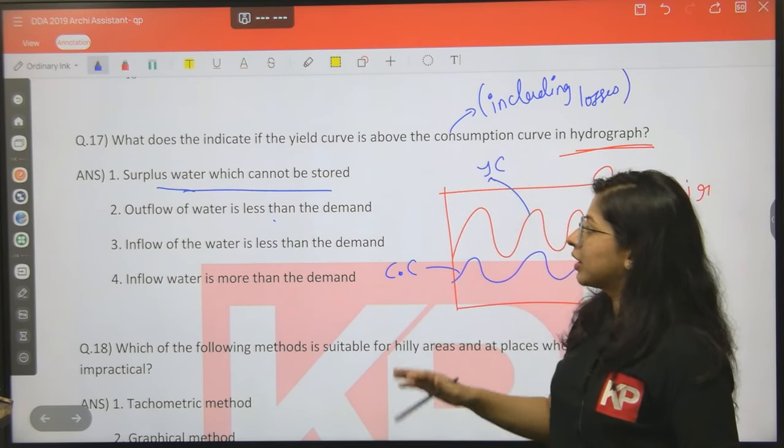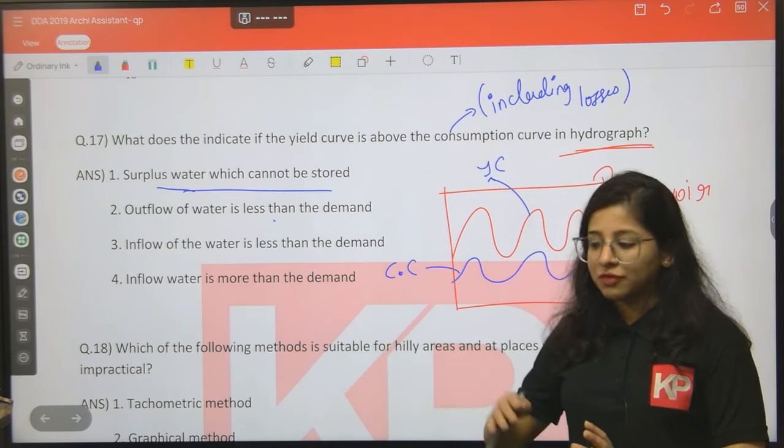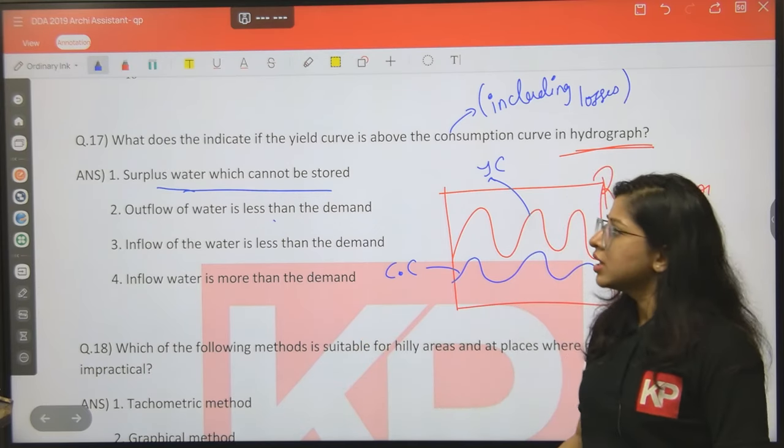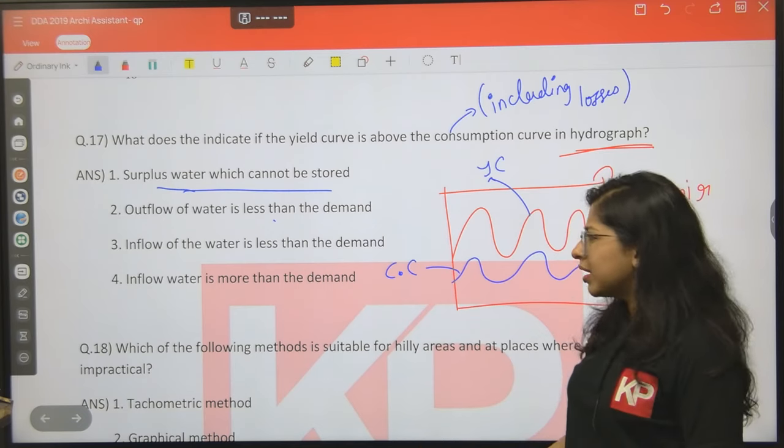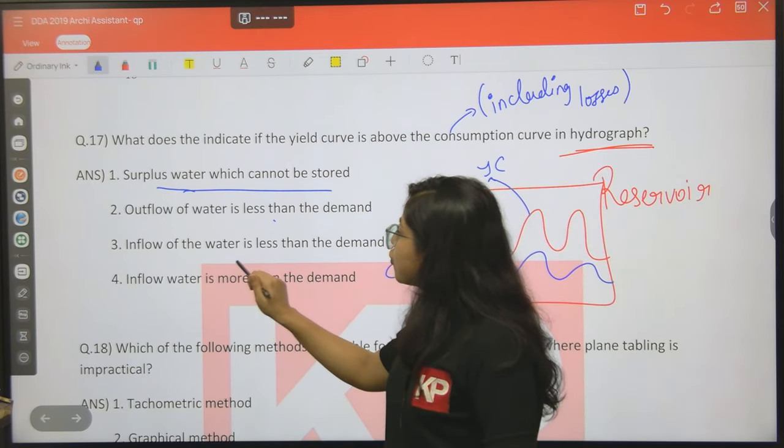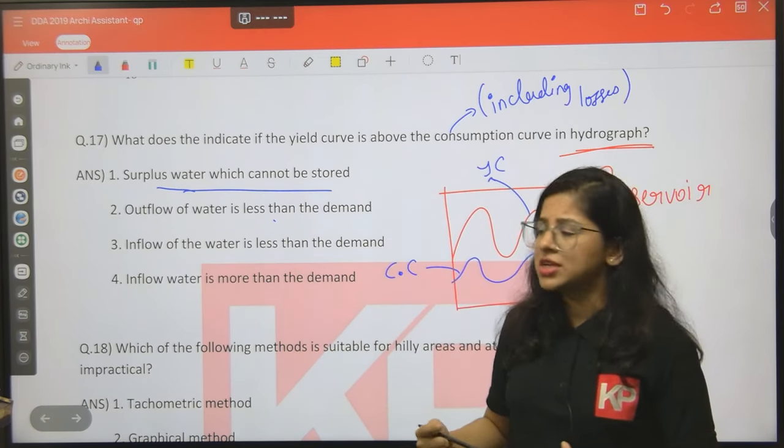Inflow is more than the demand. There is nothing called outflow. Outflow is basically the water that is going out after utilizing. So outflow of water is less than demand? No, it's not like that. Inflow of water is less than demand. Inflow is less than demand.